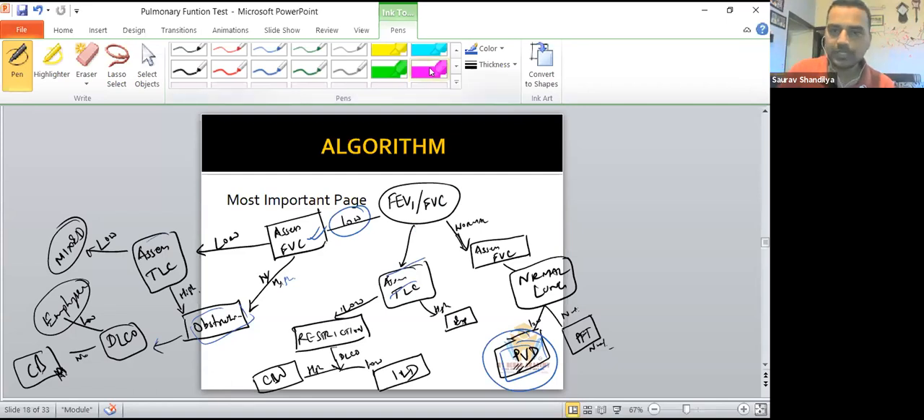Okay. So, should I repeat this again? Those who want me to repeat, I'll repeat it. I said FEV1 to FVC ratio is the most important while reading the report. Simple. If this ratio is low, we will be checking FVC, forced vital capacity. If it is normal or high, it is actually telling us it could be obstruction. Of course, we'll be dealing with the TLC, total lung capacity, also.